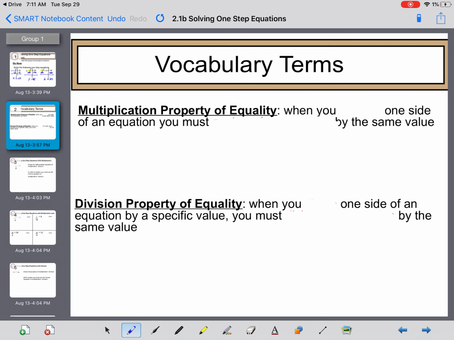Okay. What's new today, those are your addition and subtraction property of equalities. Now we're going to be doing multiplication and division. So when you multiply one side of an equation, you must multiply the other side by the same value. So fill in those red words there. The division property of equality, when you divide on one side of an equation, you must divide the other side of the equation by the same value.